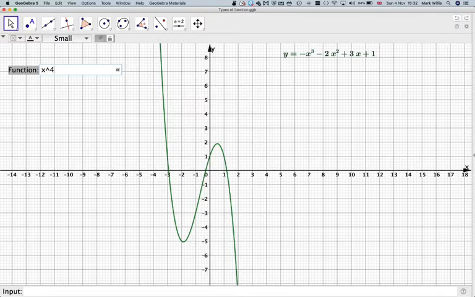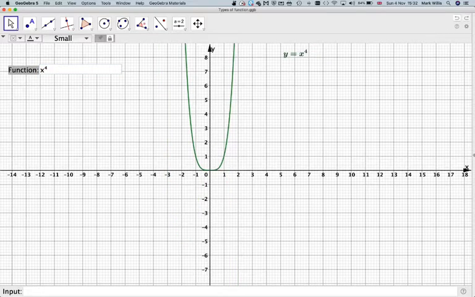Okay, so you can play around with this applet yourself. It's a bit like y is equal to x squared, but obviously it's much steeper. Okay, and then you can play around. So there's a basic graph.